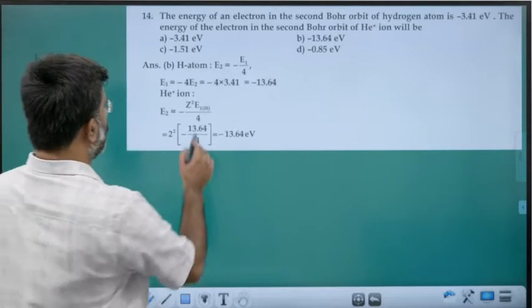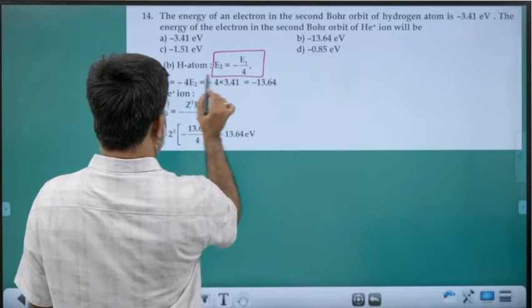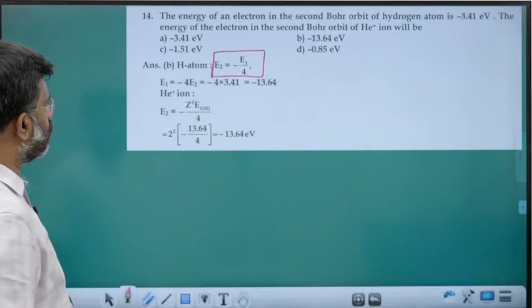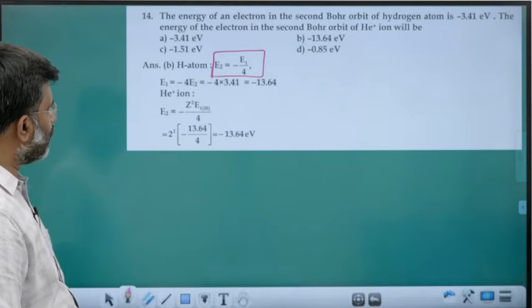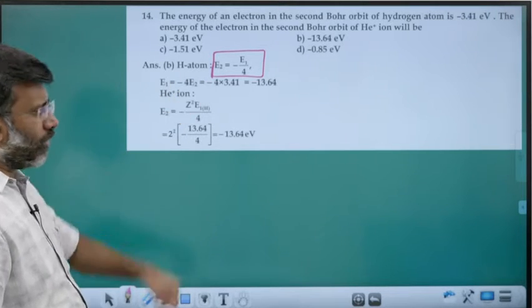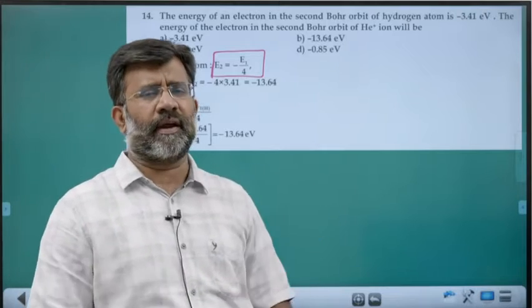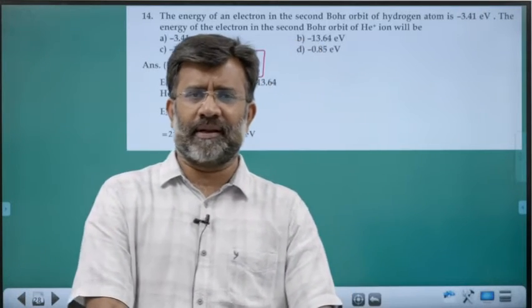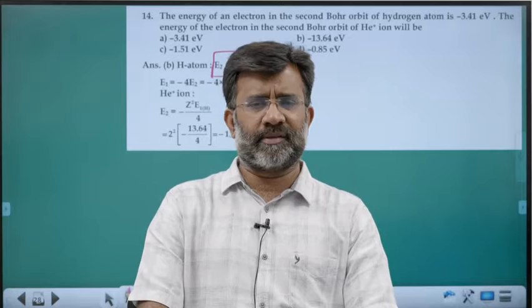So E2 for hydrogen is E1 for hydrogen by 2 square, that is E1 by 4. Therefore, E1 is equal to 4 E2. So need not go for that. You know the E1 for hydrogen, that is the first orbit energy for hydrogen, minus 13.6. You know that.